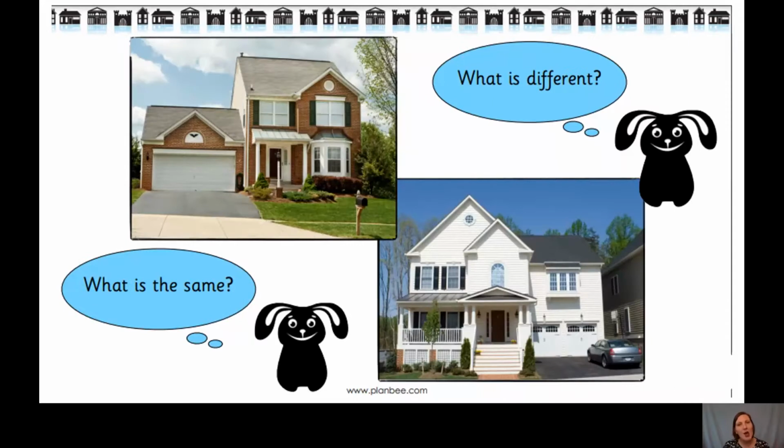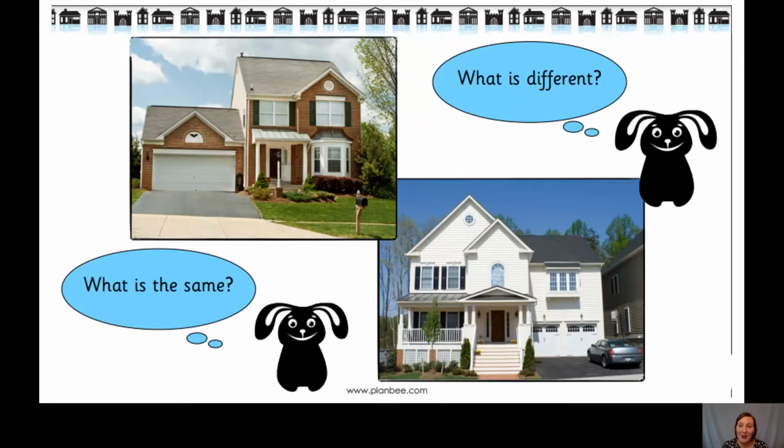Can you remember what type of house this is? That's right, it's a detached house. That means it's not attached to any other house. What do you notice that's the same and what do you notice that's different here? Pause the video and have a talk to the person in the room.